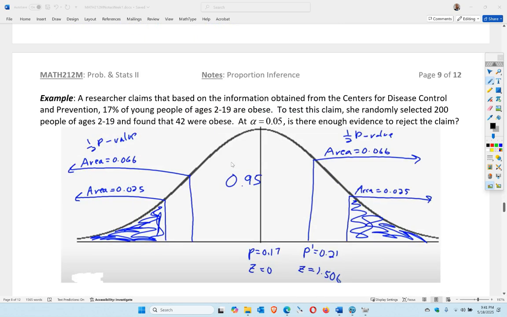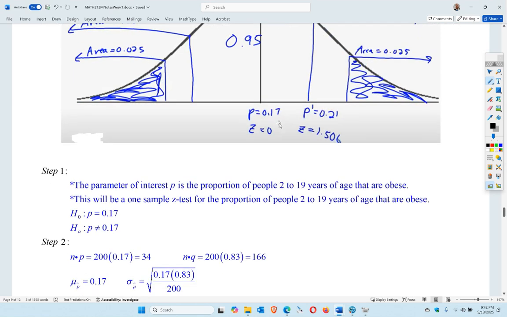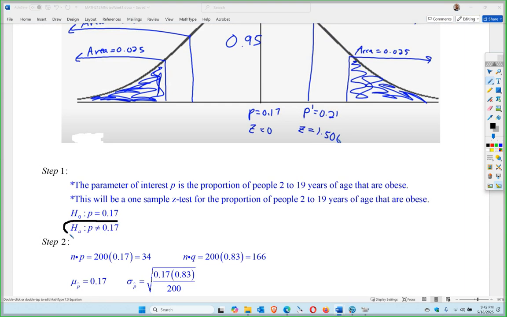Okay. What about a two-tailed test? So the Center for Disease Control says 17% of young people are obese. Okay. We think that's not true. Okay. And we're going to do an alpha of 5% again here. So basically, this time I did a not equal to, because we're not saying whether we believe it's more or less than 17%. We just don't believe it's 17%. Okay, so the parameter is the proportion of the kids that are obese in that age group, young people, and it's still a one-sample z-test.